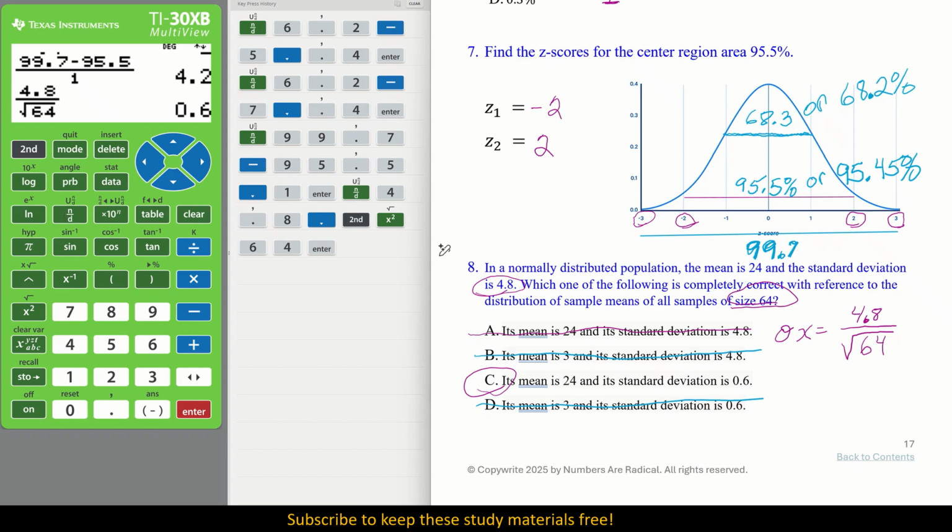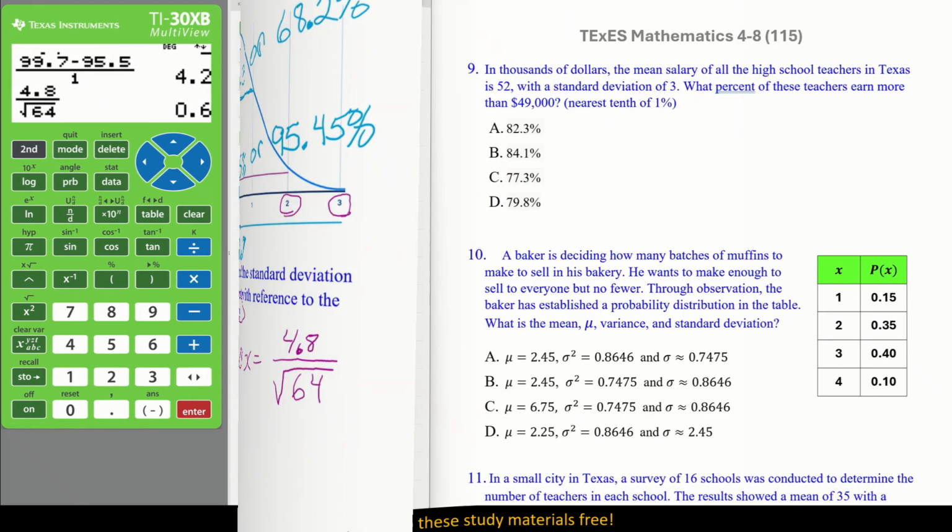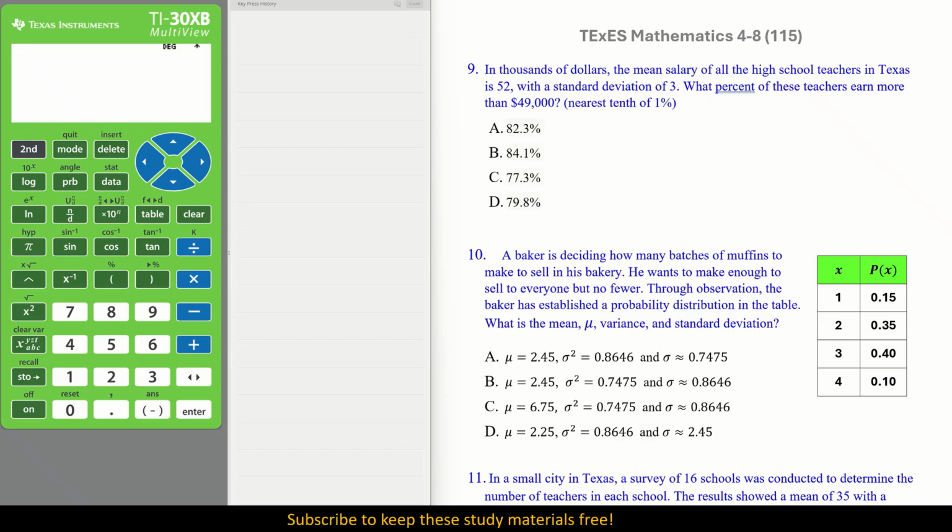All right, let's try number 9. Number 9: in thousands of dollars, the mean salary of all the high school teachers in Texas is 52, with a standard deviation of 3. What percent of these teachers earn more than $49,000? The key here is to notice very quickly "in thousands of dollars," and that's why they gave you 52. So we are only going to use 49 when we calculate.